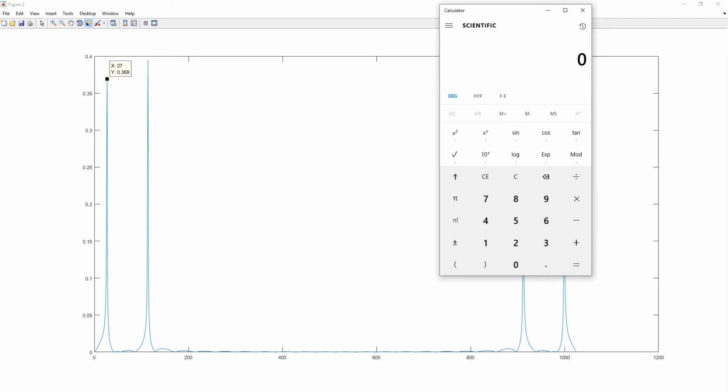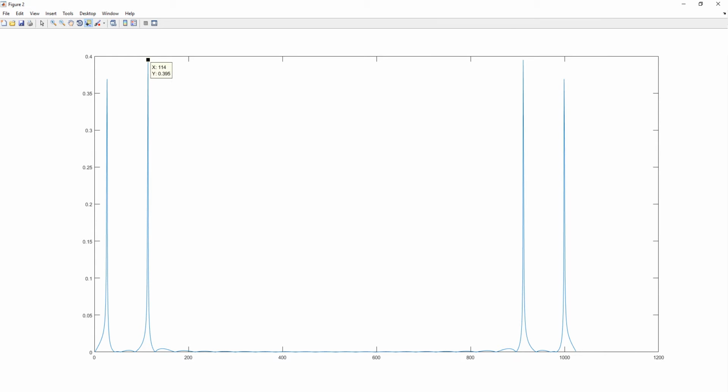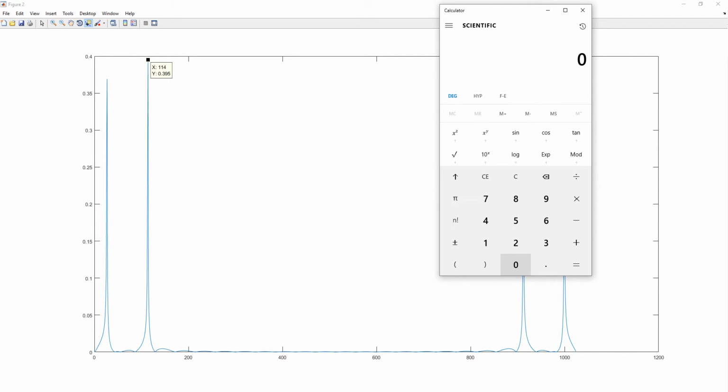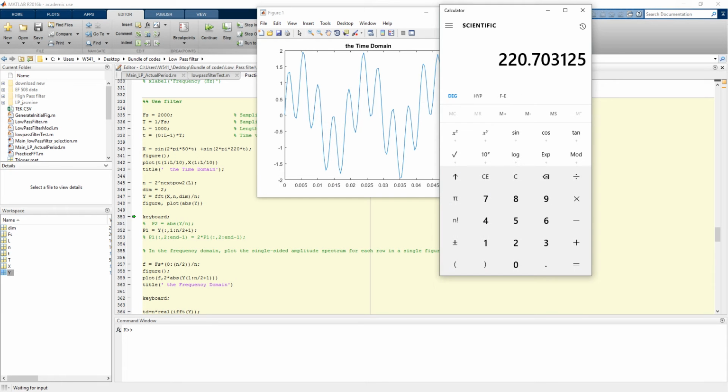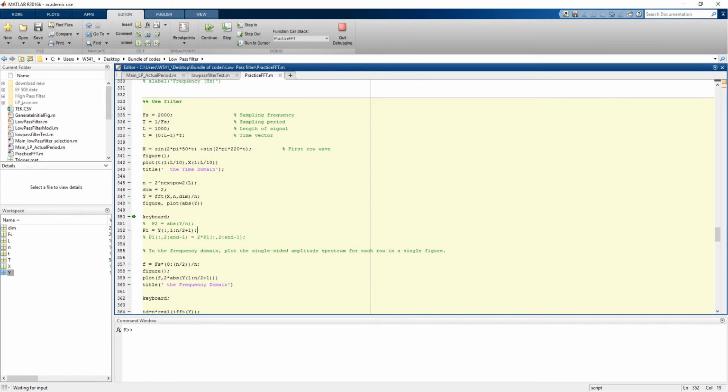What about another point here? Say 114. Same thing, 2000 Hz divided by 1024, we will find that this multiplied by 113 is equivalent to 220. So this is the way that you will find the actual frequency. We can calculate like this.